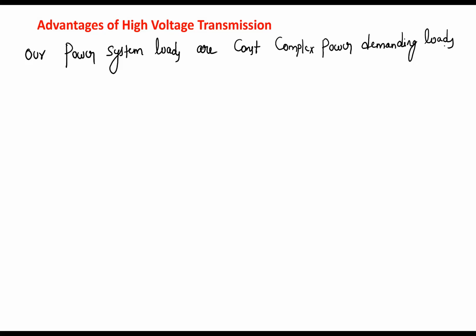Similarly, constant impedance loads are the loads where the ratio of voltage across the load divided by current through the load should remain constant irrespective of other parameters. But in our electrical circuits, most of our loads are the loads which demand constant complex power. Our electrical power system loads are constant complex power demanding loads. So SL, how we can write: SL is equal to VL squared by ZL conjugate.